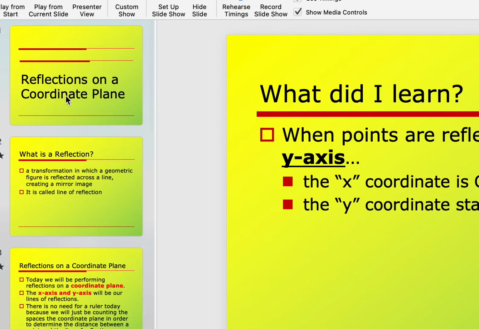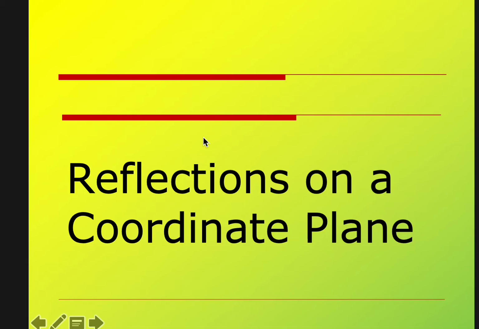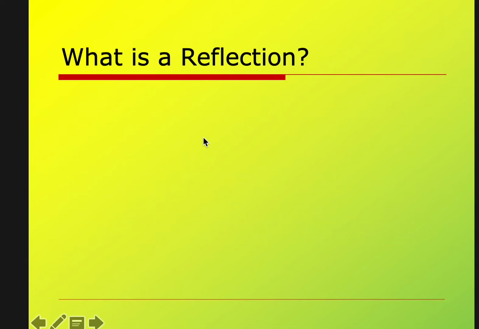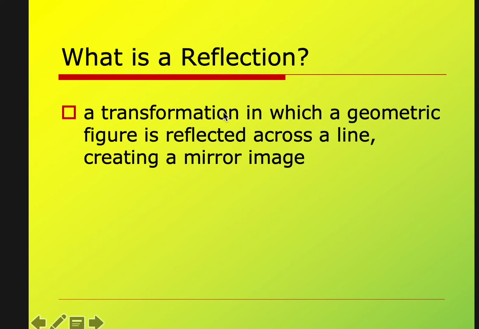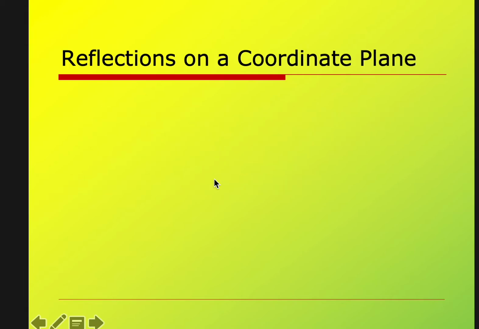All right, today we are going to do reflections on a coordinate plane. So first, let's remember what a reflection is. It's a transformation in which a geometric figure is reflected across a line. It creates a mirror image across a line of reflection. Okay, remember the word reflection is a flip.